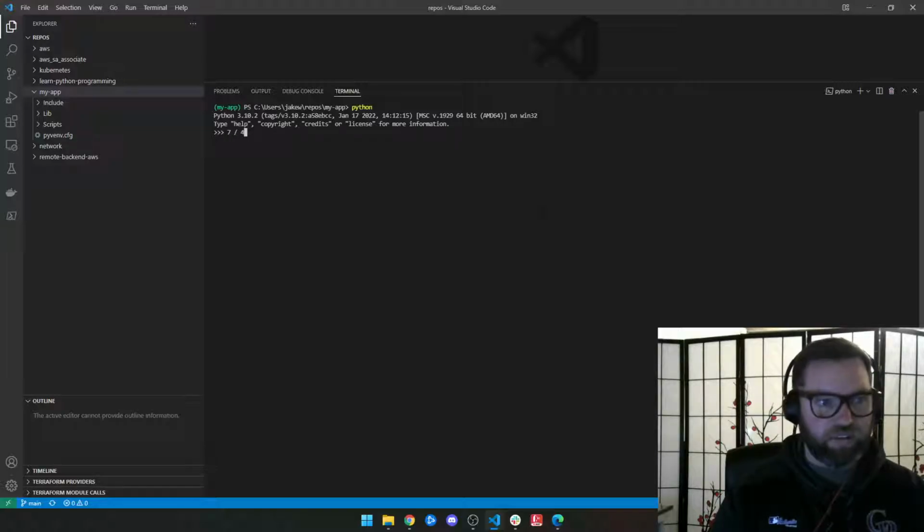So if I say 4 divided by 7, we get 1.75. Okay, if I say 4 divided by 7 using integer division, what do you think is going to be the value? Well, if you remember, I said it's going to truncate the end of the number and just return the integer.